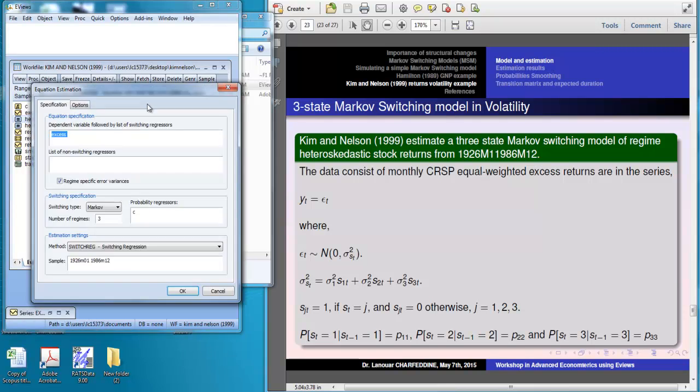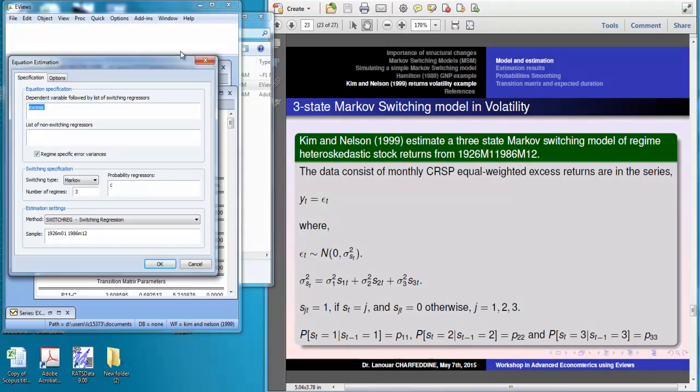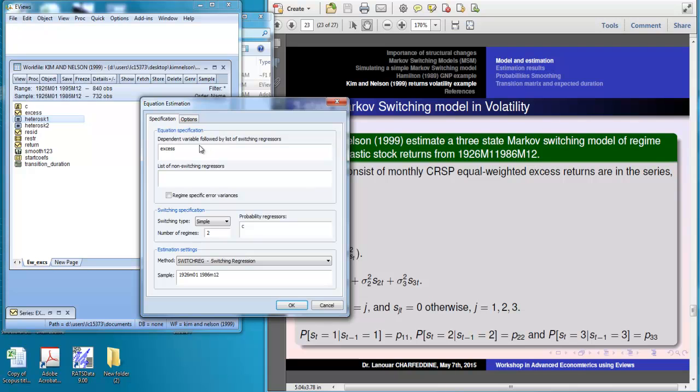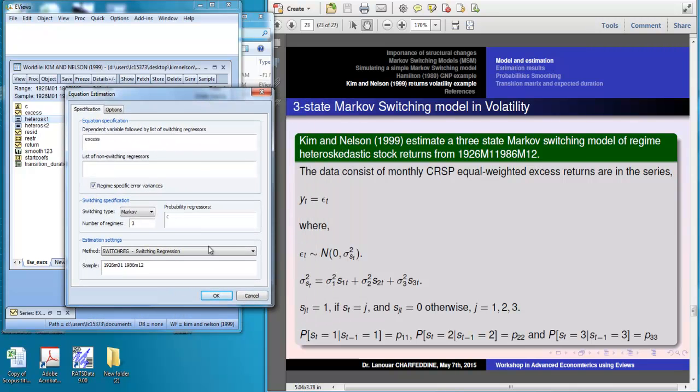Estimate equation. You go to class 1, and then you go to your excess, and here we don't write C because the mean does not change over time, but yes, we select regime specific error variance. Here we select Markov and 3 as suggested by Kim and Nelson, and we estimate the model.